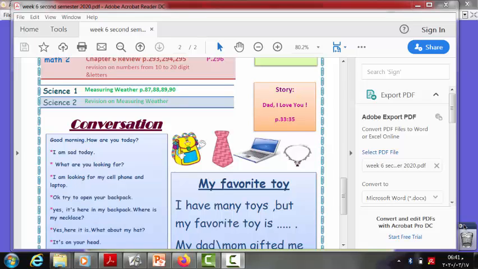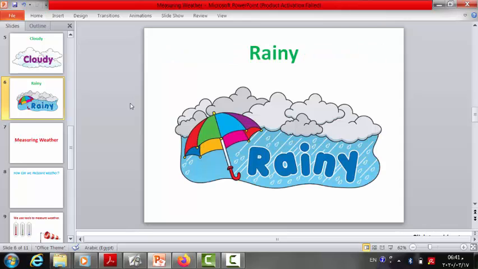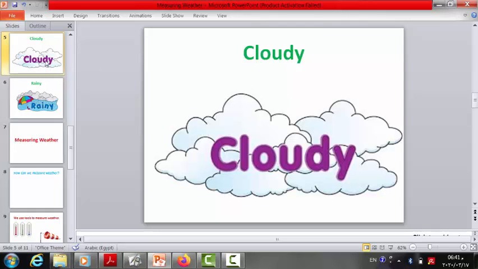Hello. Today in science we're gonna talk about measuring weather, but before we start we would like to make a quick revision on what we talked about before. Can you tell me what is the weather here? It's rainy here. Rainy. And what about this one? Cloudy. Good job. Excellent, because we have clouds here.